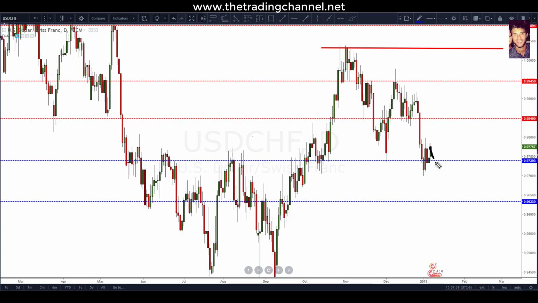If the market pushes down below this support level, the first thing we'll be looking for is this level to turn into resistance. We'll be taking short trades off this level if that happens, all the way down to the 0.9633 level, which is going to act as our next level of support here on the dollar Swiss.